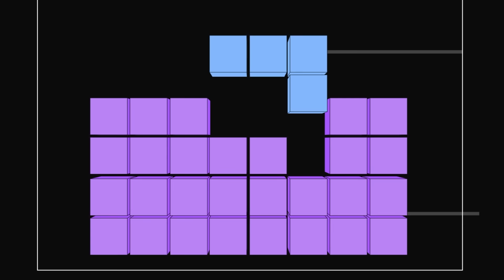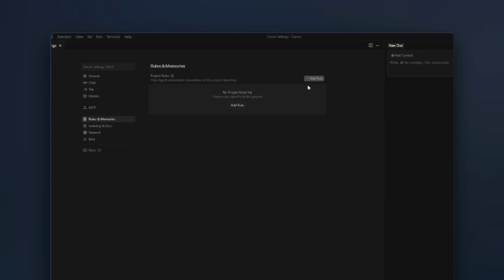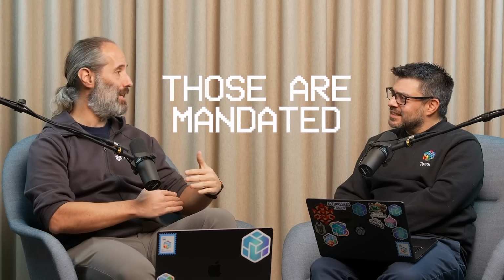There are rules which you shove into the context window, whether you like it or not, right? You would put it into that Claude MD or into a must-use rule in Cursor. Those are mandated, but they take up context window space. Then you've got skills.